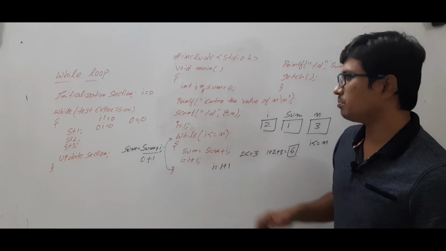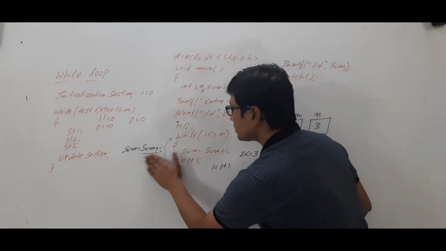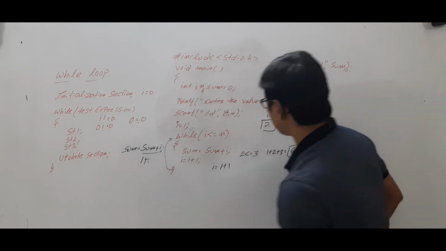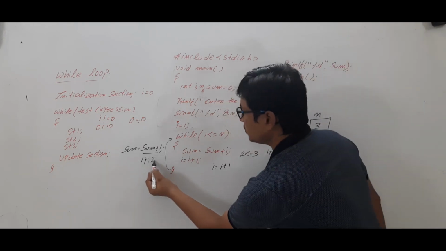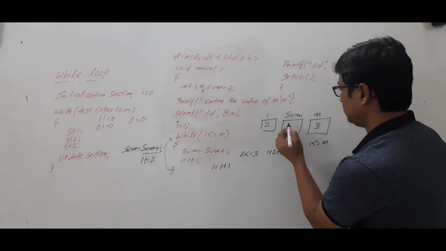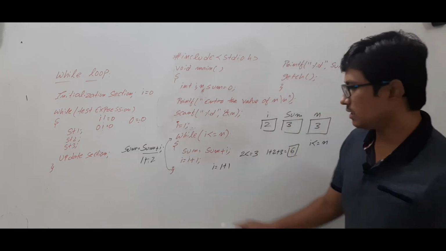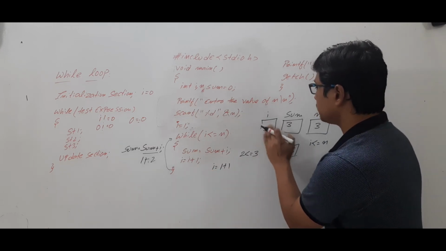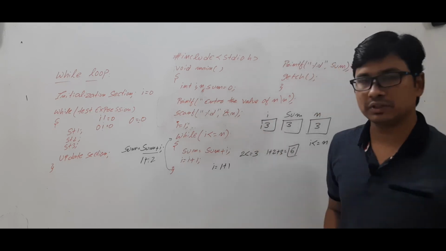Sum is equal to sum plus I. What is the current sum value? Current sum value is 1. What is the current I value? 2. So which is nothing but 3. So sum will update the value as 3. Are you able to understand? Now I is equal to I plus 1. So which is 2 plus 1, the I value will be updated to 3.